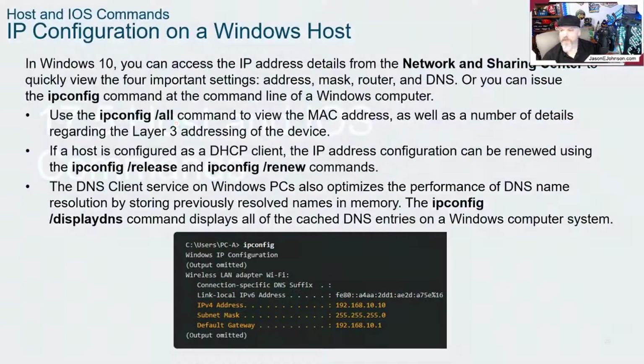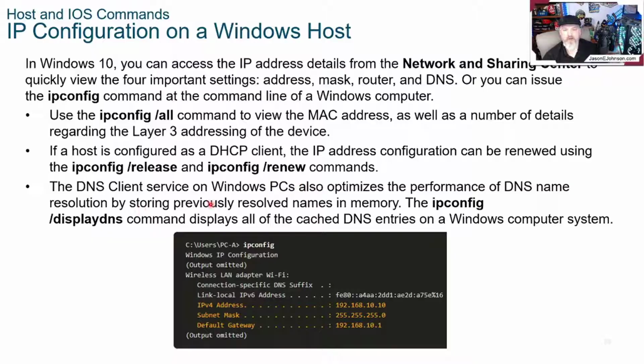Host and IOS commands. In Windows 10, you can access the IP address details from the Network and Sharing Center to quickly view the 4 important settings: address, mask, router, and DNS, or you can issue ipconfig. You can do that at the command line of the Windows computer. Use the ipconfig /all command to view the MAC address as well as a number of details regarding the layer 3 addressing on the device. If a host is configured as a DHCP client, the IP address configuration can be renewed using the ipconfig /release and then typing the ipconfig /renew commands.